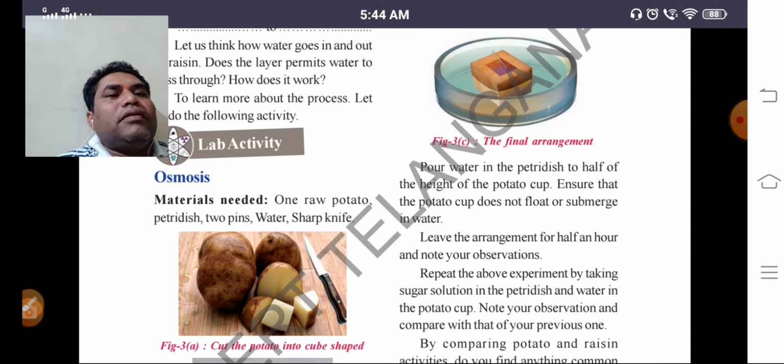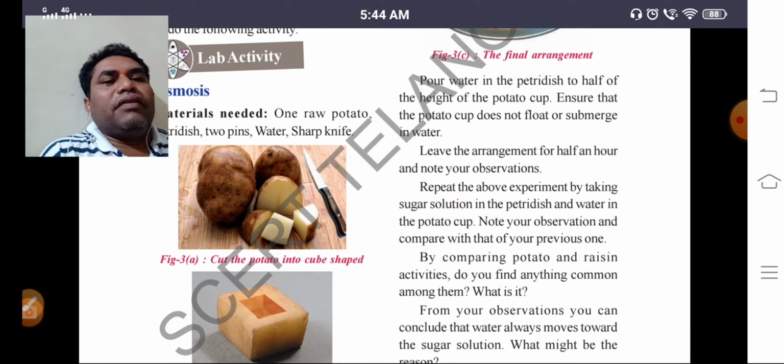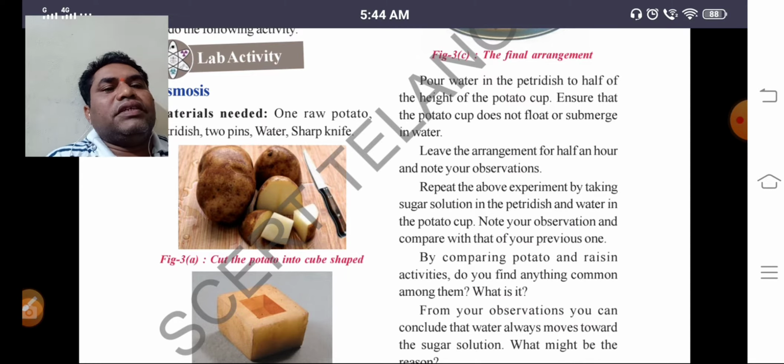And the final arrangement: let us take the petri dish and pour the water in it, take the potato cube and keep it in the petri dish, and pour in sugar or salt. Leave the arrangement for half an hour and note our observations. Repeat the above experiment by taking the sugar solution in the petri dish and water in the potato cup. Note your observation and compare it with your previous one.